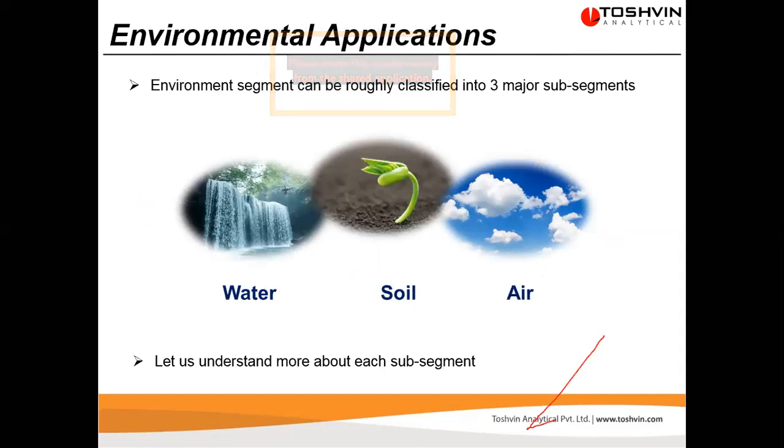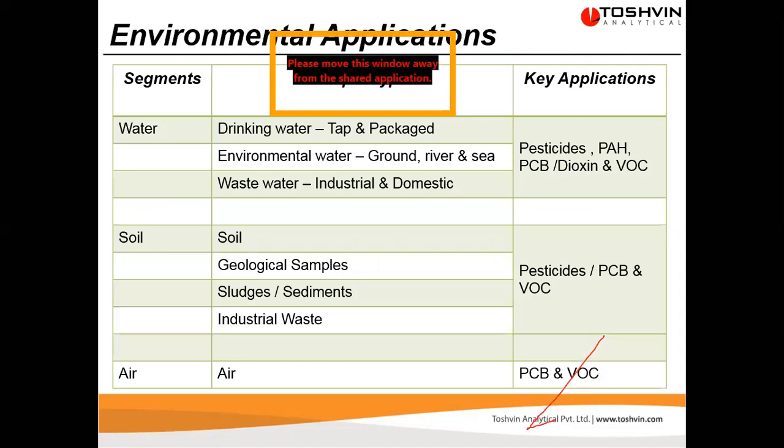That's it about GCMS. Now I'll go through some slides about the applications. First, the environmental application. The environment segment, as everyone must know, is normally divided into three parts: water analysis, soil analysis, and air analysis. I have put it in tabular form so that it will be easy to understand. So there are three segments in environmental analysis.